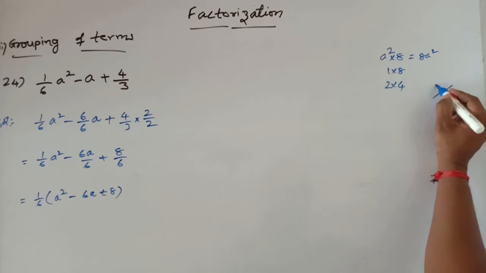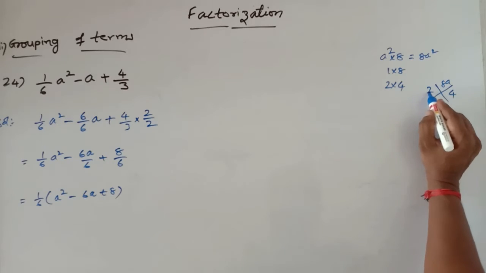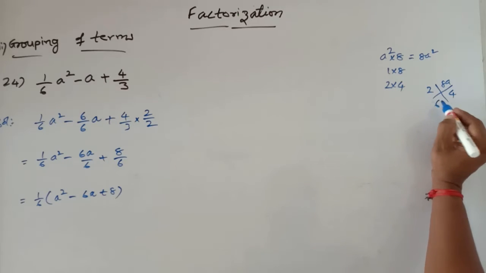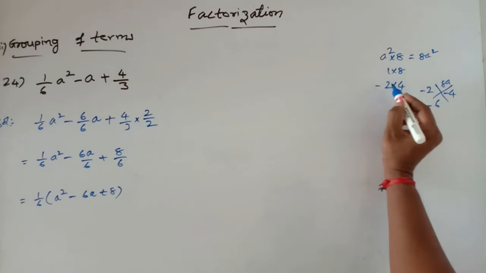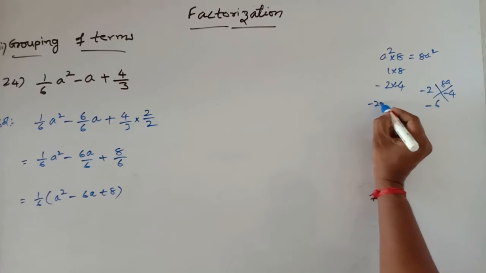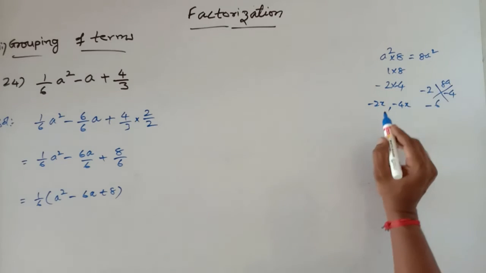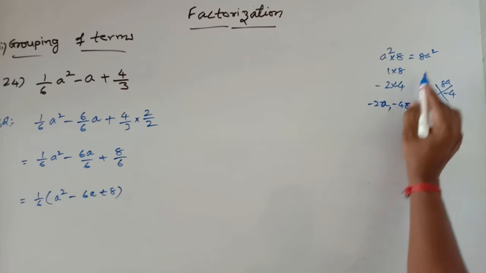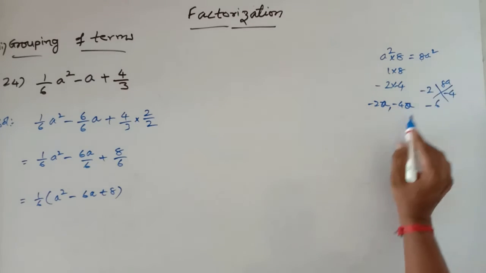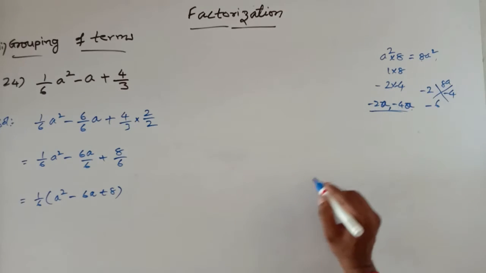So that is 2 into 4 I am getting. So here, when I am adding these two, I am getting 6. But I need minus 6. So both I am taking negative. So here minus 2 and minus 4, that is minus 2a, comma minus 4a. Multiply these two, I am getting 8a square, minus into minus is plus, 4 twos are 8 a into a square. So these are the factors of 8a square.